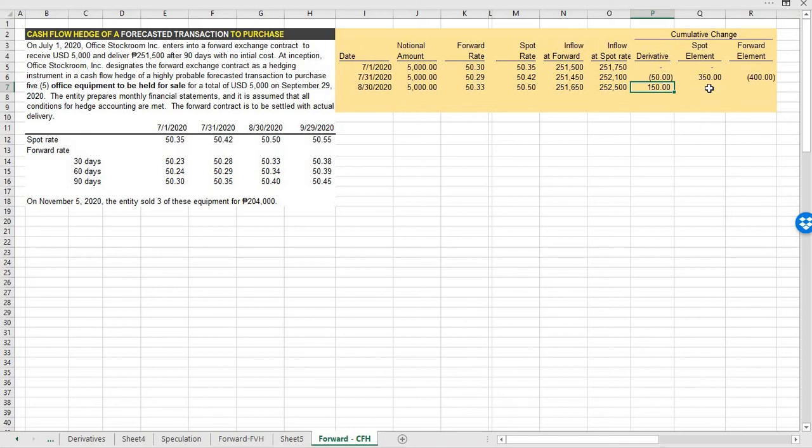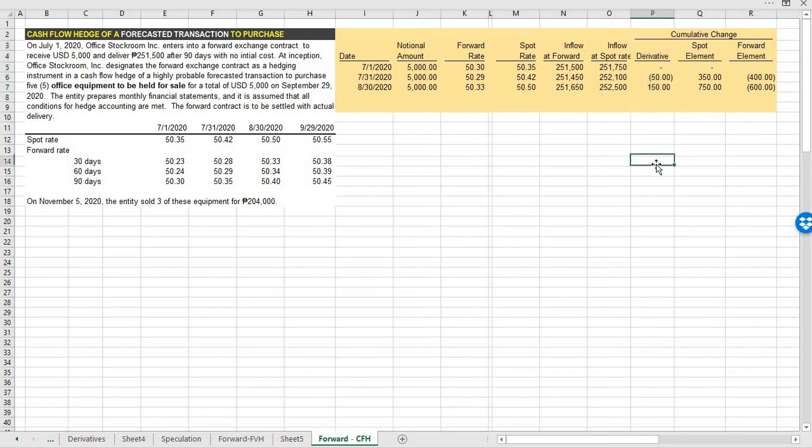Then, for the spot element, so ganun din, cumulative change. So, let's start on July 1, 2020. So, from 251,750 naging 252,500. So, obviously, tumaas uli siya at magkano ang itinaas? That is 750 pesos. Then, for the forward element, so ganun pa din, difference ng dalawa. So, 150 minus 750, that is 600 pesos negative. So, 750 minus 600, that is 150. And again, ito ang lumilitaw na derivative sa statement of financial position.